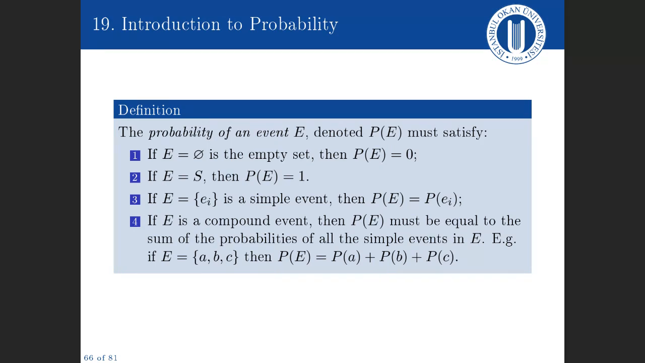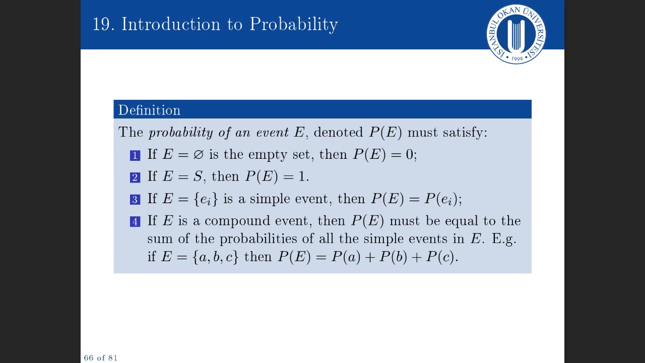The probability of an event capital E must satisfy the following rules. The probability of the empty set must be 0. The probability of the whole sample space S must be equal to 1. If capital E is a simple event, that's a subset which contains only one element, then the probability of capital E must be the same as the probability of Ei.